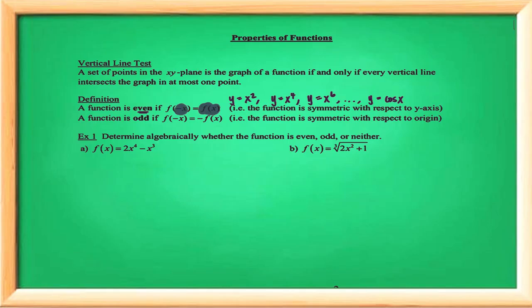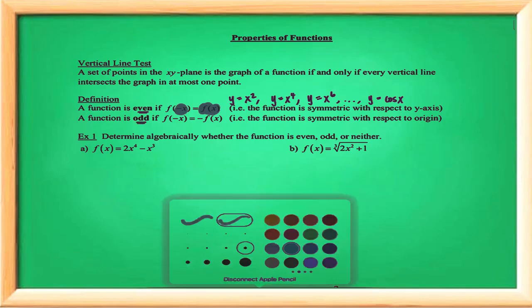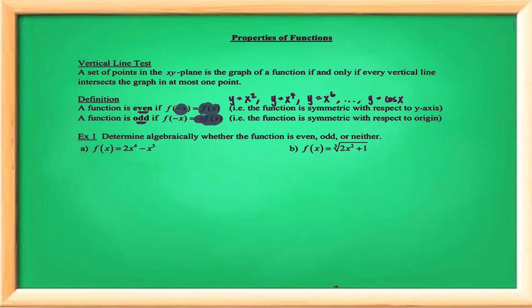And then a function is said to be odd if f of negative x equals, now notice this, negative f of x, so the opposite of the original function. When you have an odd function, that means it's symmetric with respect to the origin. So what are some examples of odd functions? You guessed it, y equals x cubed, y equals x to the fifth, etc. And so is y equals sine x.